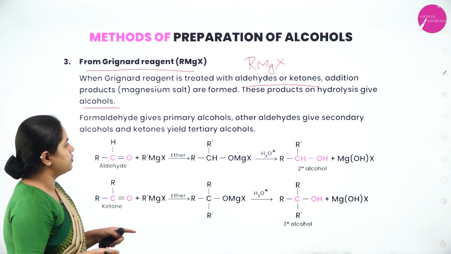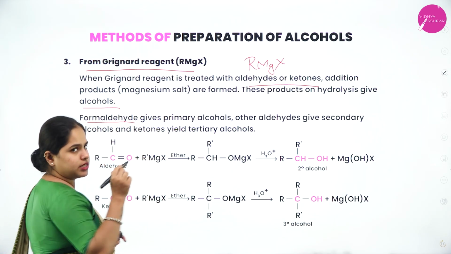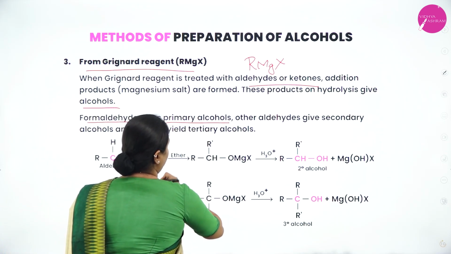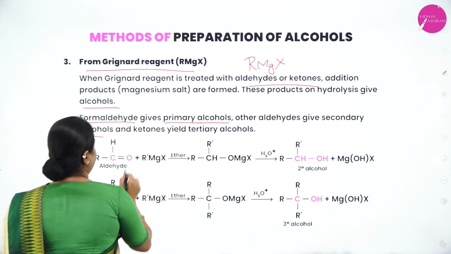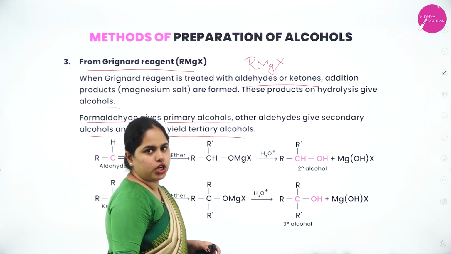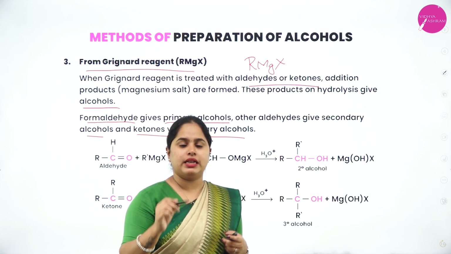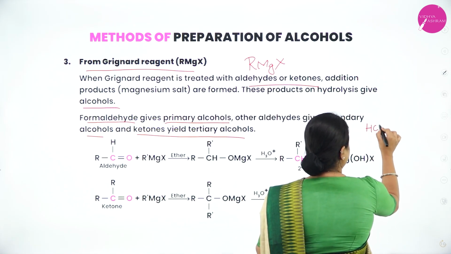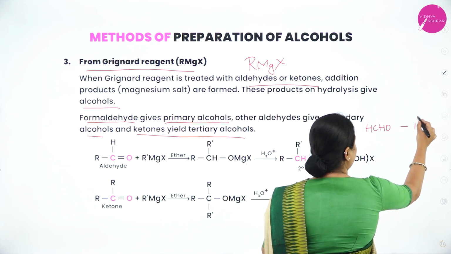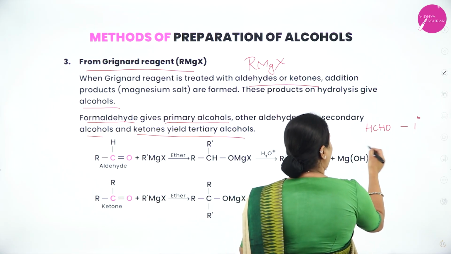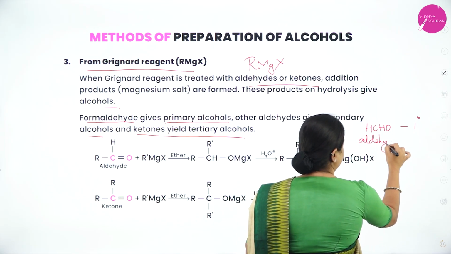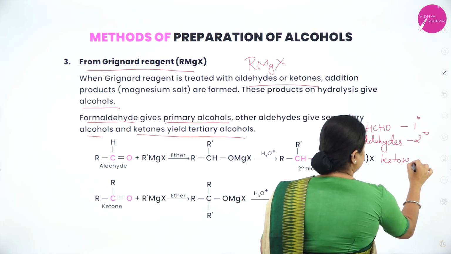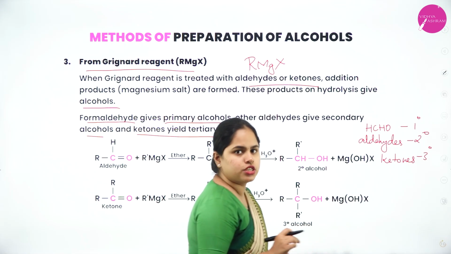Formaldehyde gives primary alcohol. Formaldehyde is the first aldehyde, which contains only one carbon atom. So formaldehyde gives primary alcohol, other aldehydes will give secondary alcohols, and ketones will give tertiary alcohols. So this you have to remember in case of Grignard reagent. HCHO, that is formaldehyde, will give you primary alcohols. All the other higher aldehydes will give you secondary alcohol, and ketones will give you tertiary alcohols. So this you have to remember.